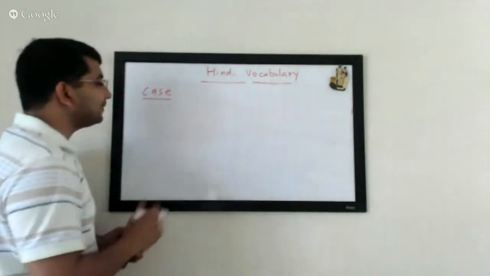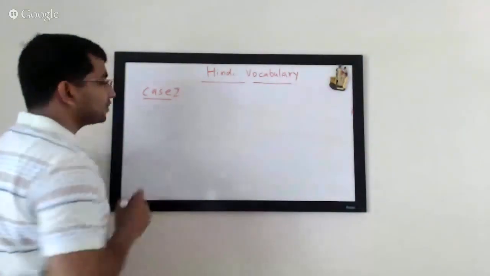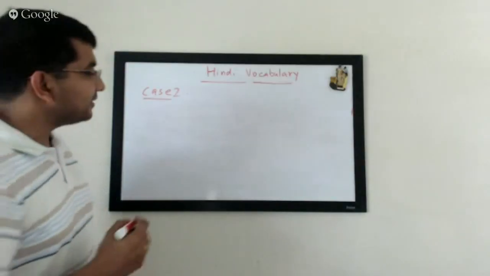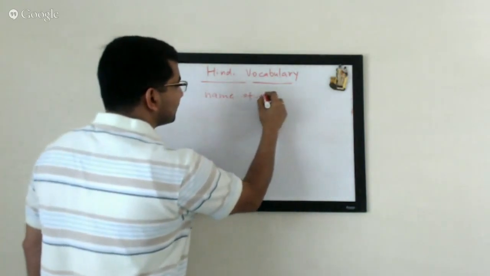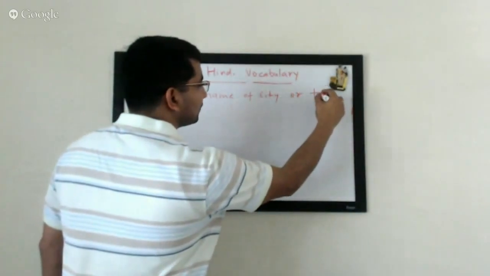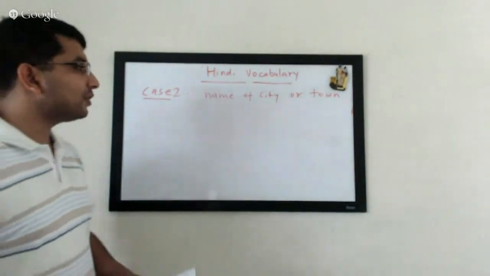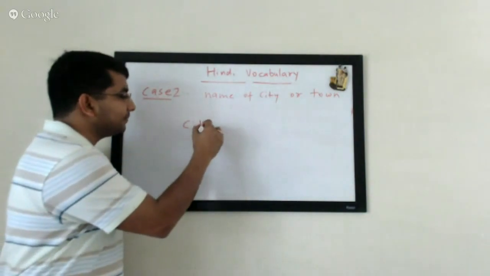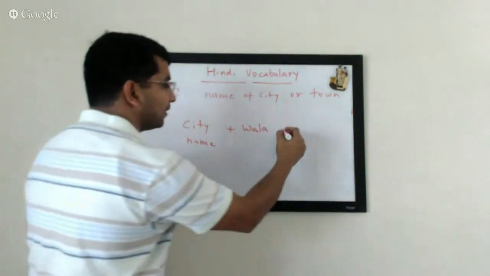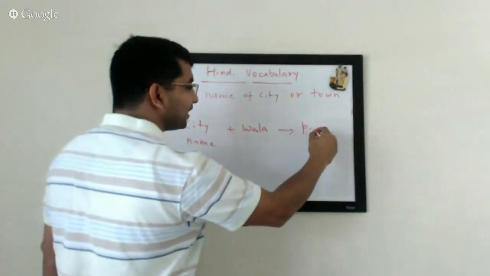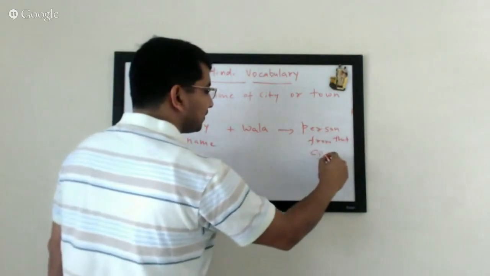We'll take the next case, but in the meantime, feel free to write down your thoughts, or if you come across vendors that have wala in them, we can cover those as well. The second case is name. If you're adding wala to the name of a city or town, it means a person from that city or town.